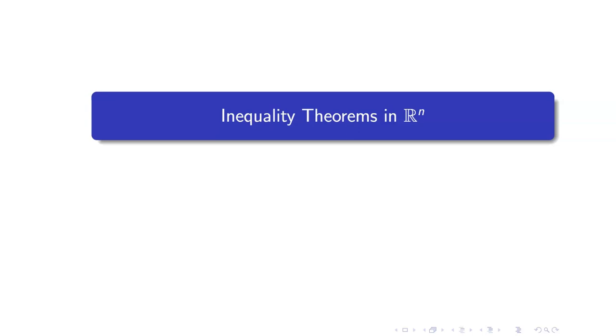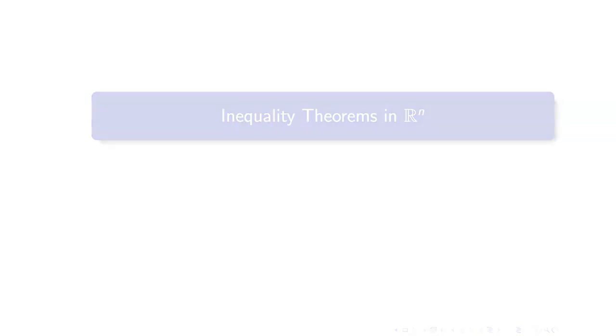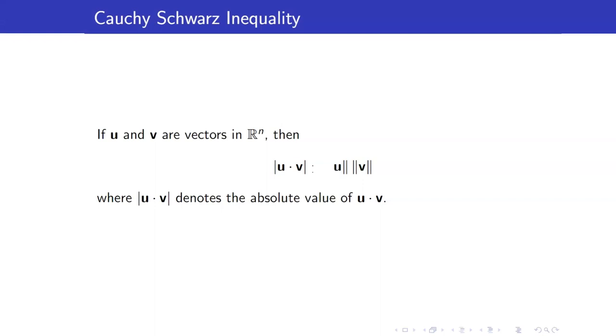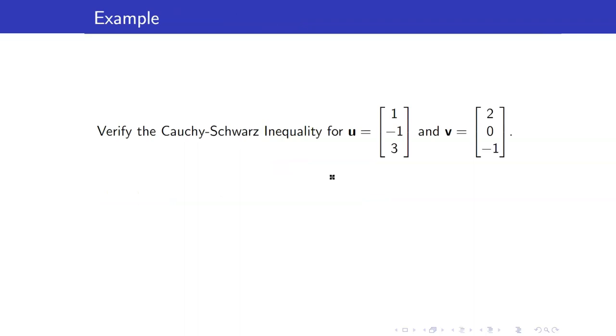In this lesson, I am going to discuss some inequality theorems in Rn. Suppose that u and v are vectors, then the absolute value of the dot product of u and v is less than or equal to the product of the magnitudes of u and v. This is known as the Cauchy-Schwarz inequality. Let us verify this inequality for these vectors u and v.